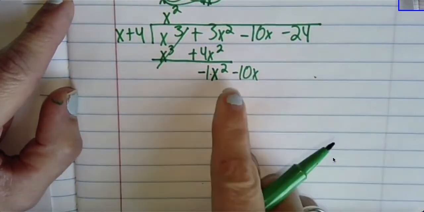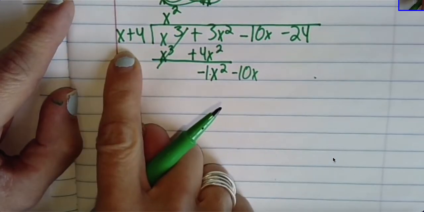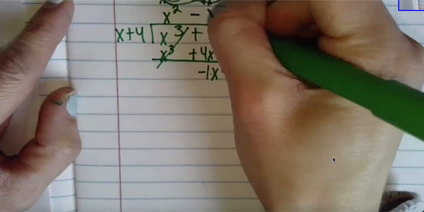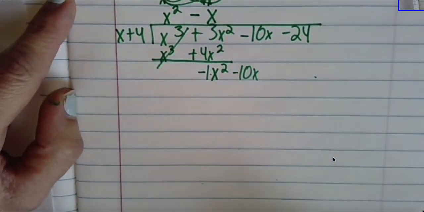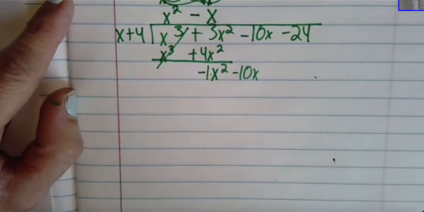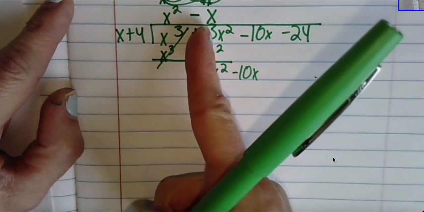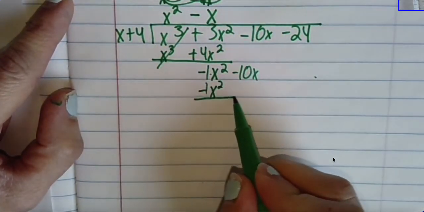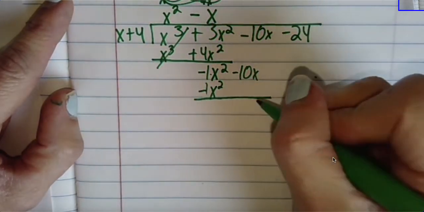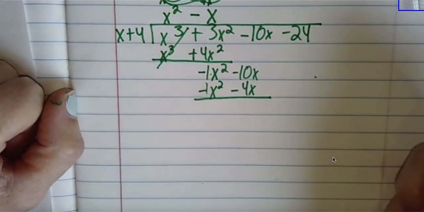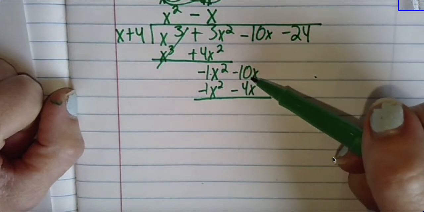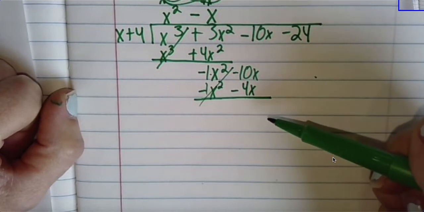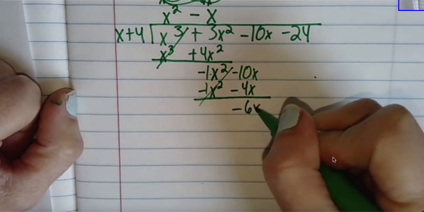Now, what times x is going to give me a negative 1x squared? A negative x, or a negative 1x, right? Okay. Now I distribute that negative 1x. What's negative x times x? Negative 1x squared. And then negative x times 4 is negative 4x. Be careful. Now you're subtracting. Those go away. What is negative 10 minus negative 4? Negative 6x.